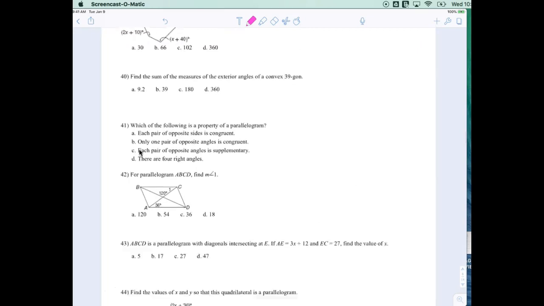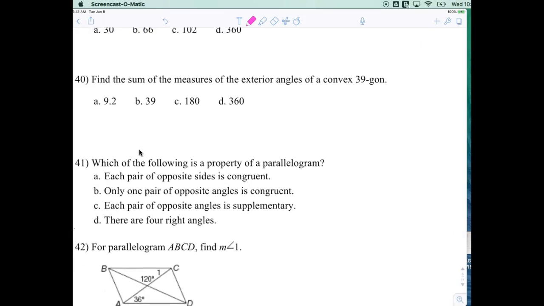40. Here we go. The sum of the measures of the exterior angles. This is a trick question. The sum of the exterior angles is always what? 360. Always 360. Agreed? If you want to find the interior angle, to me, the quickest way is take 360 divided by the number of sides and then subtract from 180.